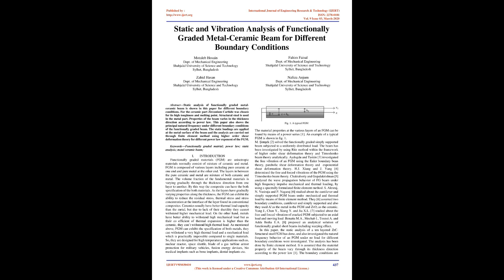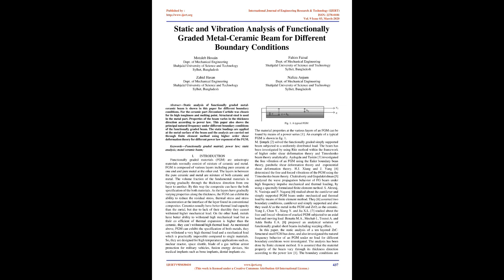As the layers have gradually varying properties along the thickness, the FGM can exhibit the ability to reduce the residual stress, thermal stress, and stress concentration at the interface of the layers found in conventional composites. Ceramics usually have better thermal load capacity than metal, but due to lack of ductility they cannot withstand higher mechanical load. On the other hand, metals can withstand high mechanical load, but as their coefficient of thermal expansion is higher than the ceramic, they can't withstand high thermal load.